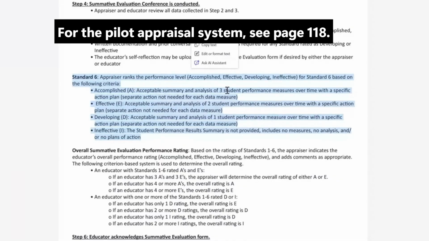In other words, if you have 3 student performance measures over time, so if you're a career educator, that's a 3-year cycle, you'll have 3 pieces of data for each year of your cycle, and you have a summary and a reflection of those data points, you will be marked as accomplished.